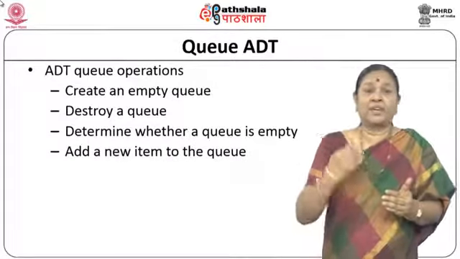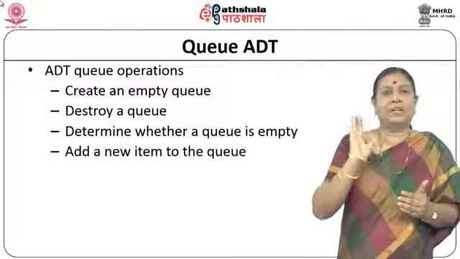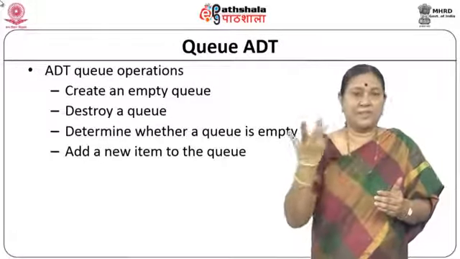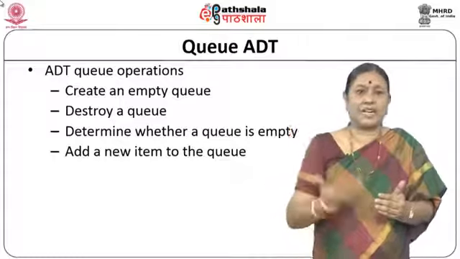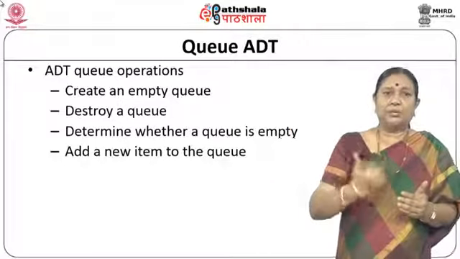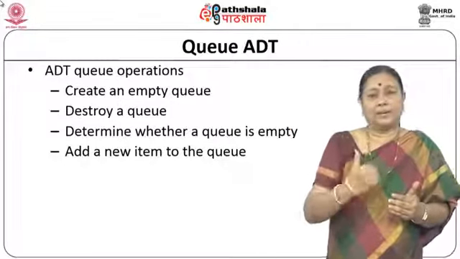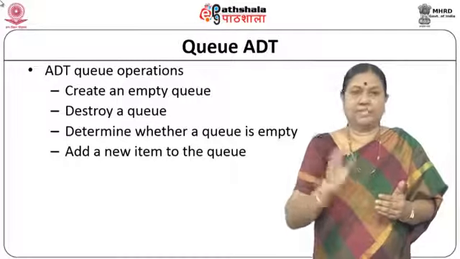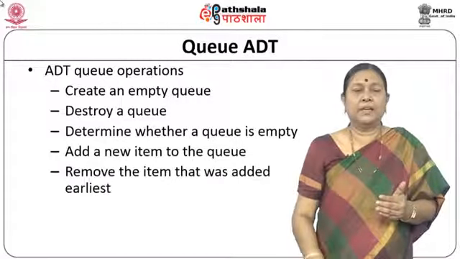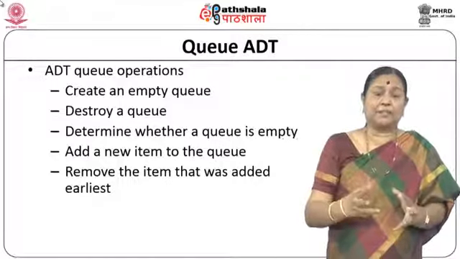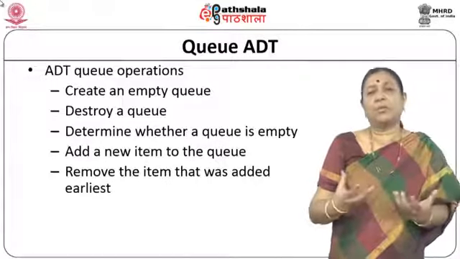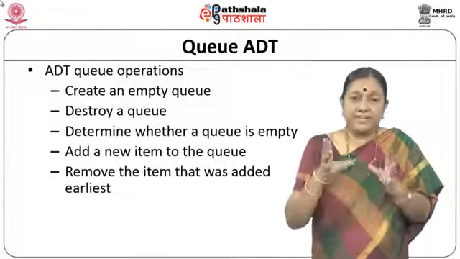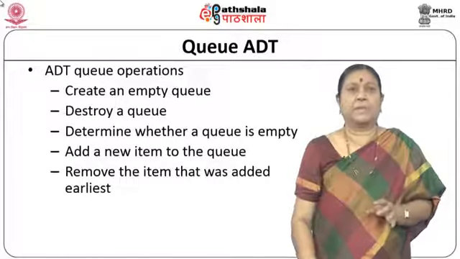Now, here is where the difference comes. What happens? You can add only in one particular way, not like a normal list where you could have added anywhere, not like a stack where you add at the top. In the queue, the definition of where you can add an element or an item is fixed. Similarly, for removing an item, which element you can remove is also fixed because of the definition of the concept of queues.